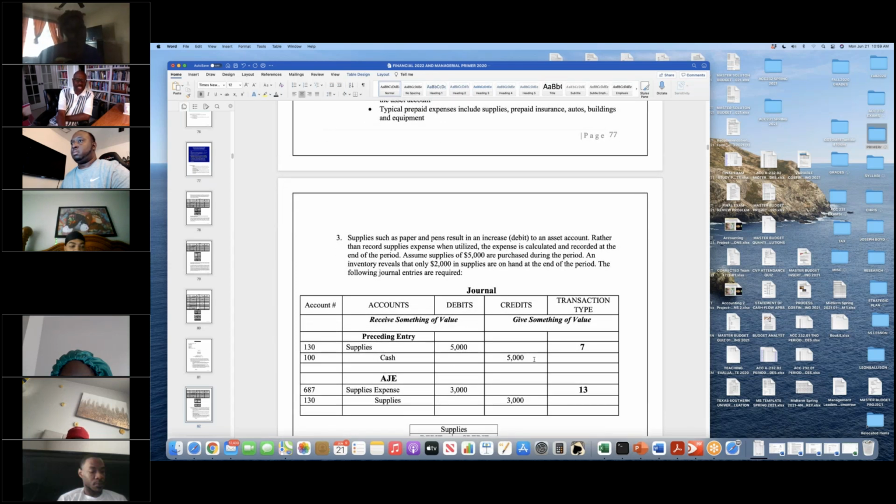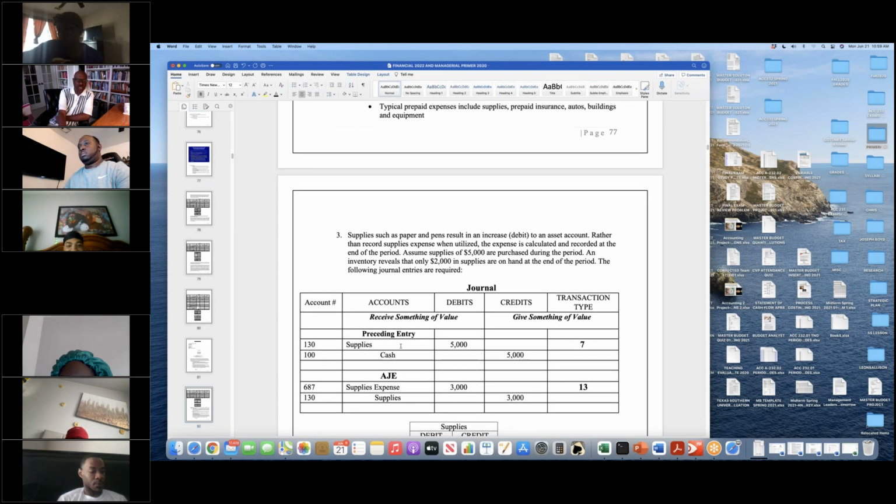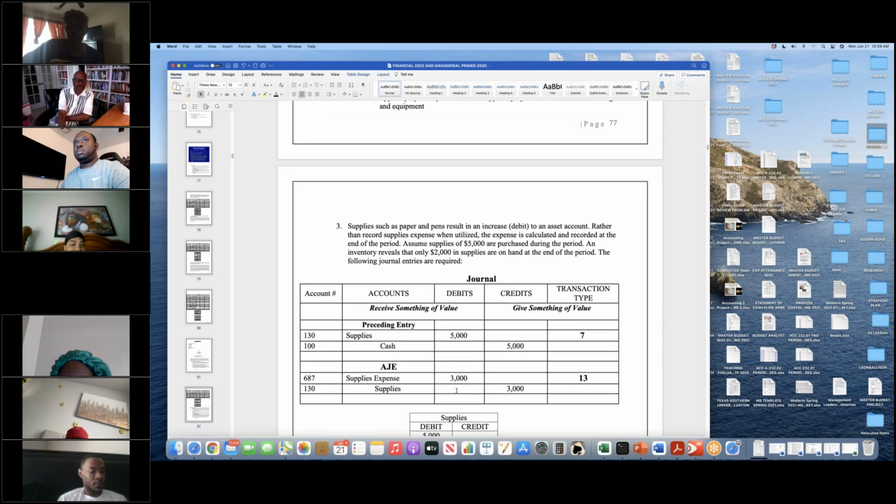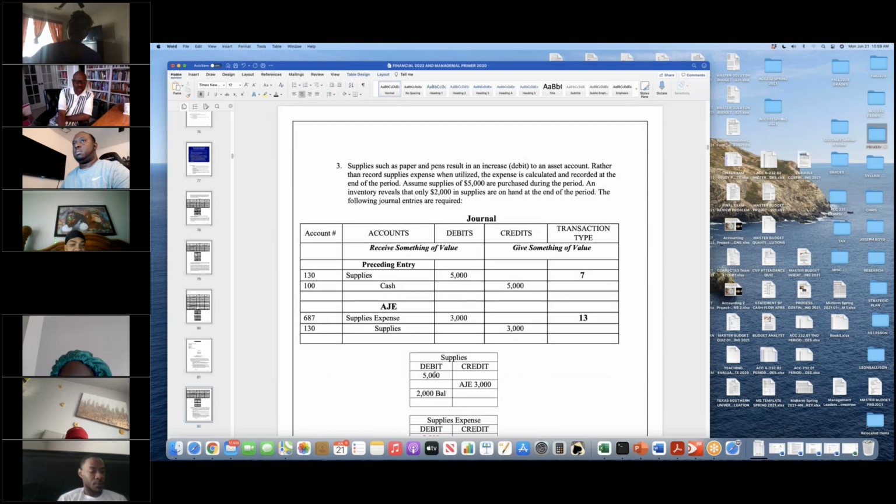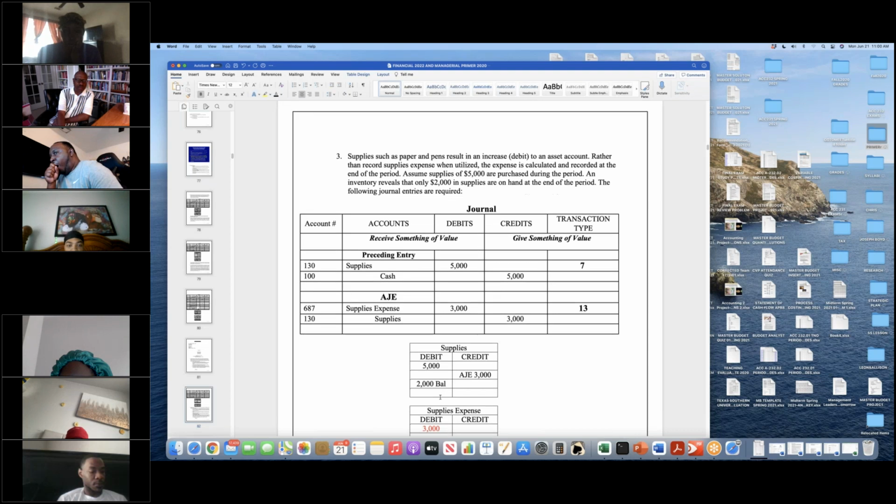So we bought the supplies, type 7, debit supplies and credit cash, or it could be a 12. But then once we determine what the supplies are, we debit supplies expense and credit supplies. So supplies was on there as an asset with a balance of 5,000. The adjusting entry gets it down to 2,000. So the purpose of the adjusting entry is to move the supplies from what we had it on the books for to what it is now.